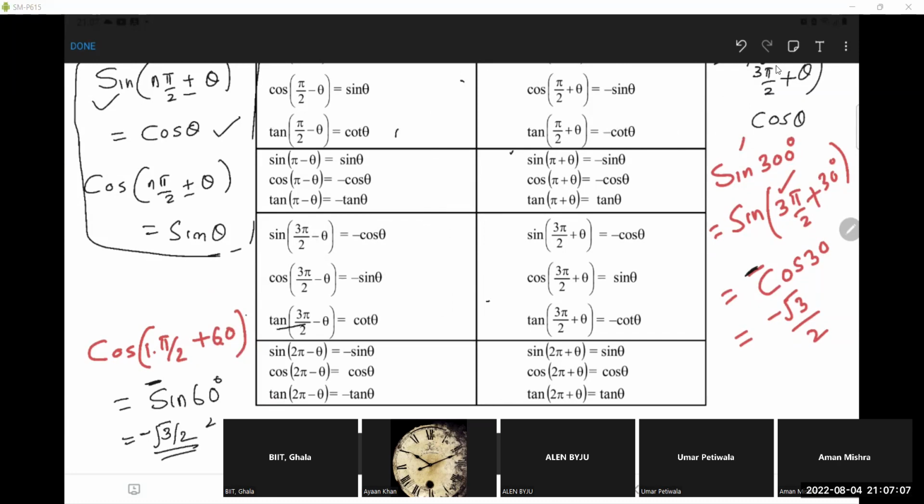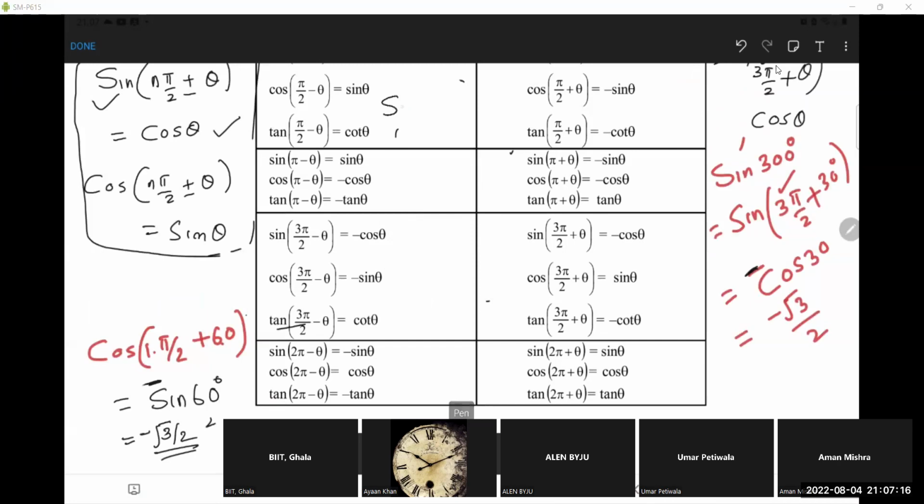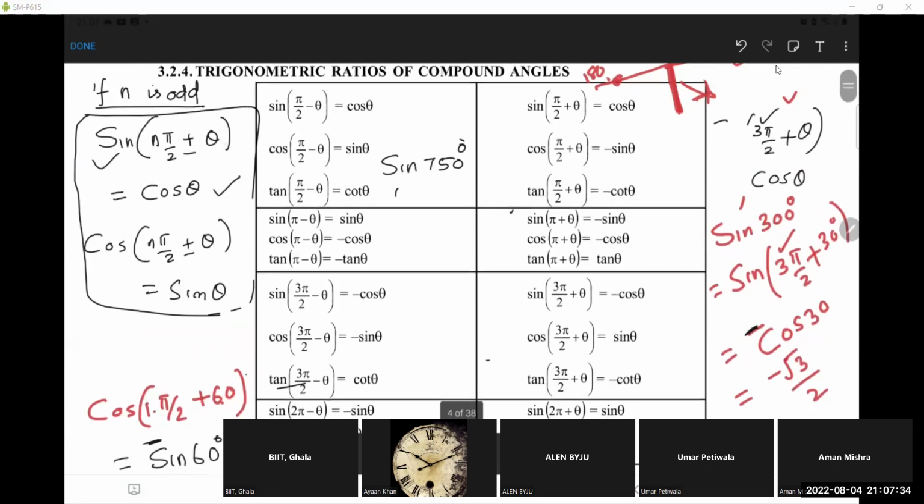If you know this, any value we can find. I can show one more example. I want to find sine 750 degree. Here in this column only up to 360 is given, right? 2 pi minus theta and 2 pi plus theta are connected with the 360 only. More than 360, what do you do? But if you know this rule, you can apply it for any value. Say, I want to find sine 750 degree.